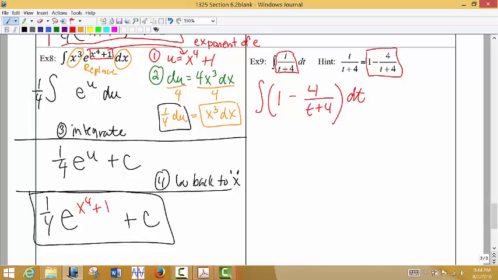Okay, now we're integrating with respect to t. We have two separate terms now, so it's a lot easier to think about it as two separate terms to integrate. So we're going to write the 1 with its own integration symbol and its own dt. And then this will also get its own integration symbol and its own dt.